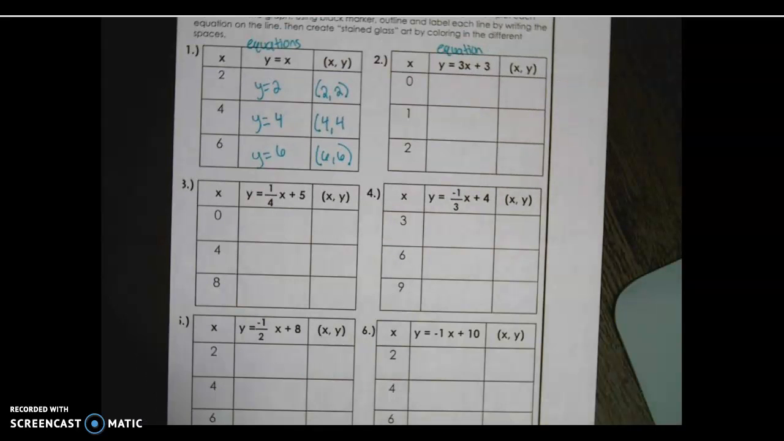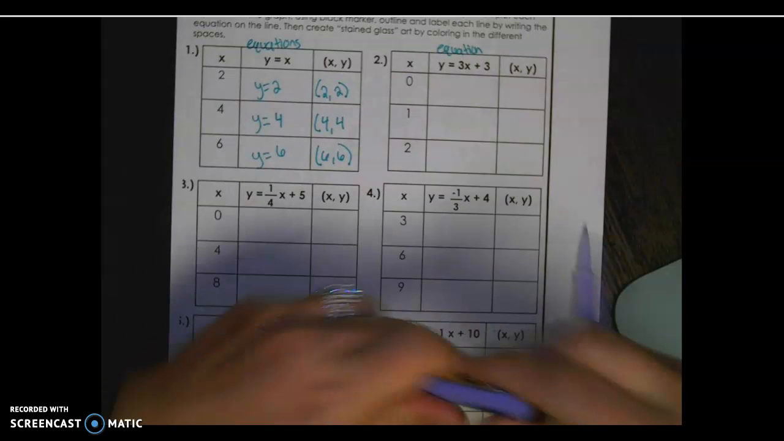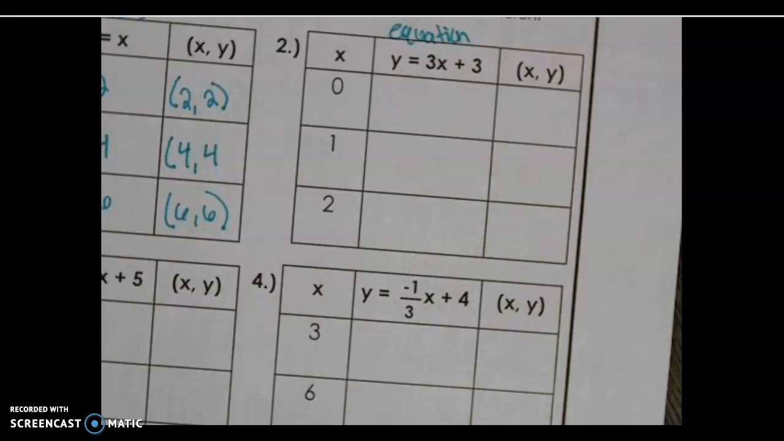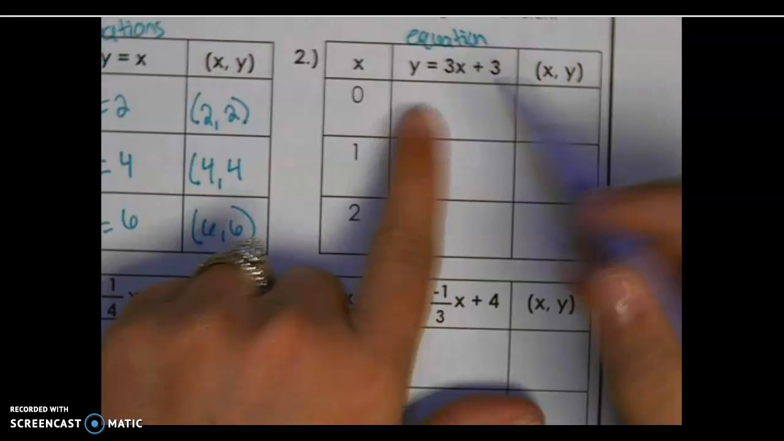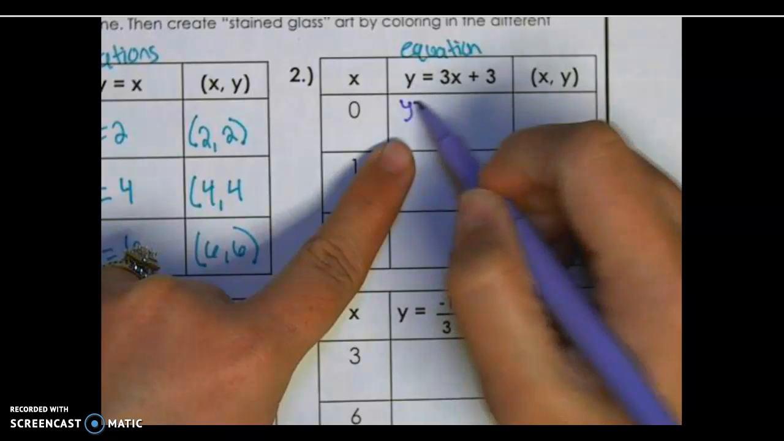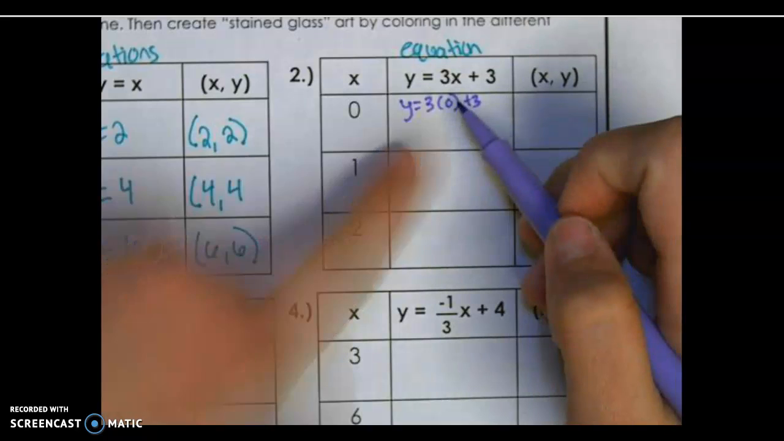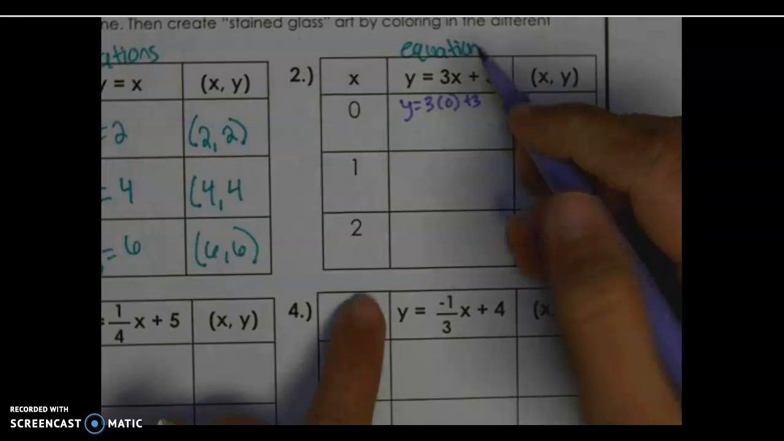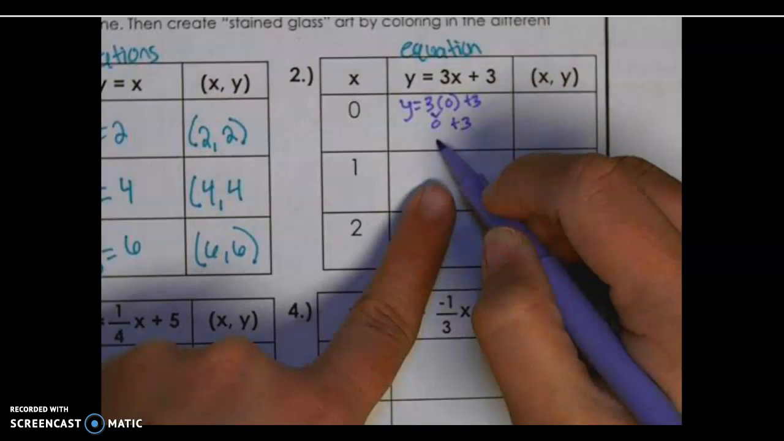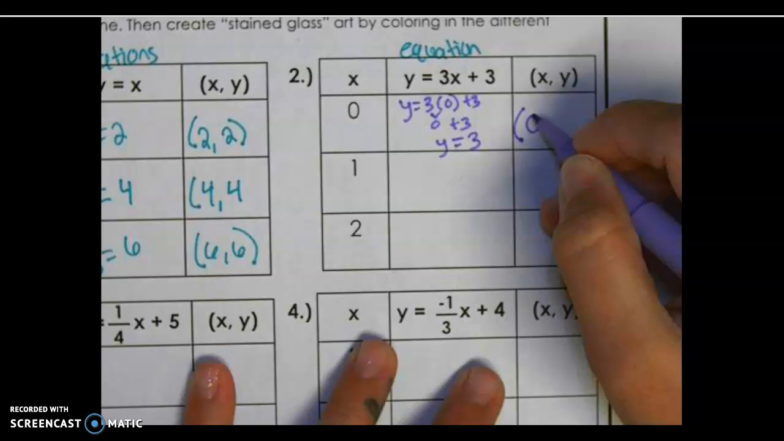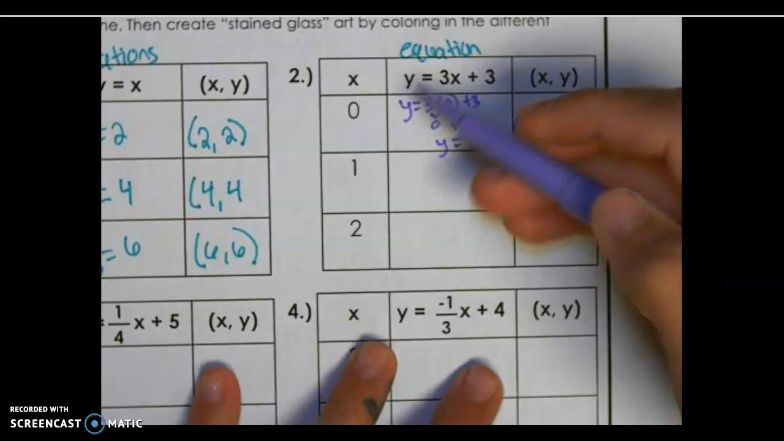So for number 2, now I'm going to plug in 0 for my x. So all I'm doing is taking it and going y equals 3 times 0 plus 3. If I take that, then it'll be 0 times 3 is 0 plus 3. So my y equals 3. You don't have to write all of your work in this tiny little box. You can definitely write it off to the side. So my first point is 0, 3, because my x is 0.